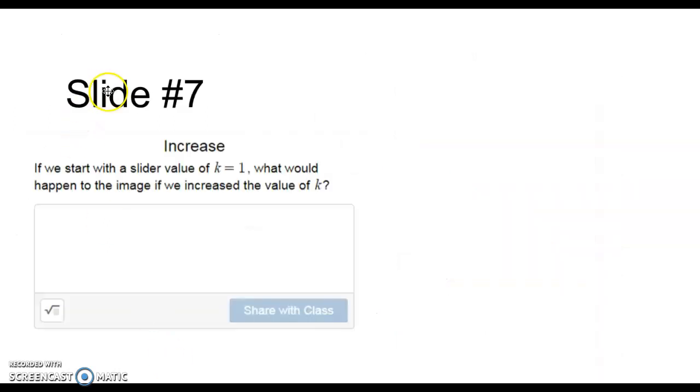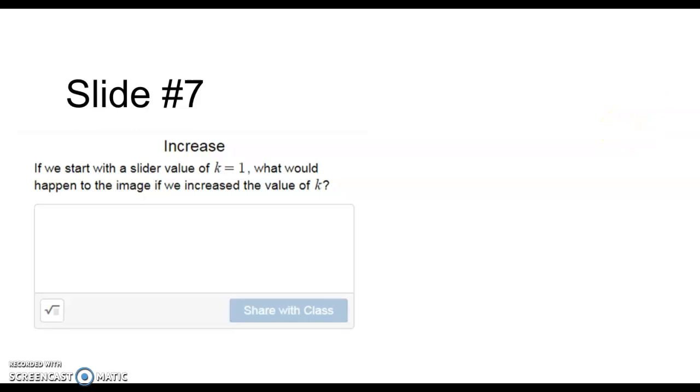We're now moving into slide number 7, and it's asking us a question. Without moving on to slide 8, ask yourself, if we put the slider at K1, what would happen to the image if we increase the value of K? So if this number comes up to a 2 or a 3 or a 4 as it gets bigger, what will happen to the image? We started with a blue one, what will the red one look like? And they want you to write as many things as you can think of in here. So do some typing for me. What kinds of things do you think we will see?